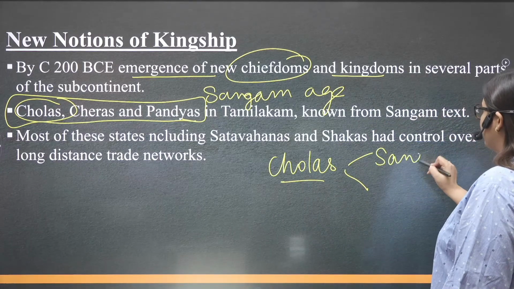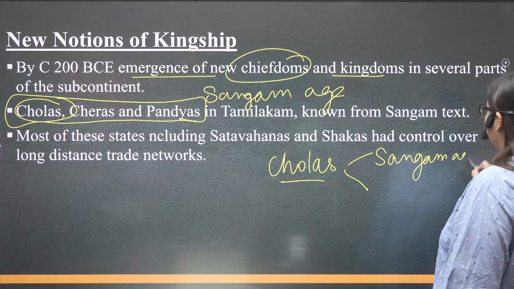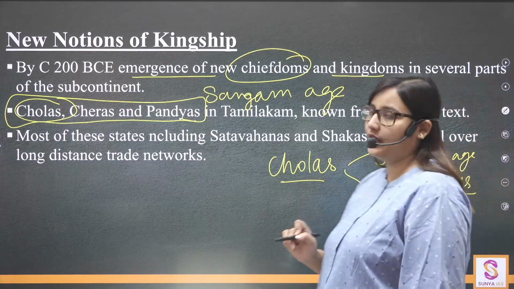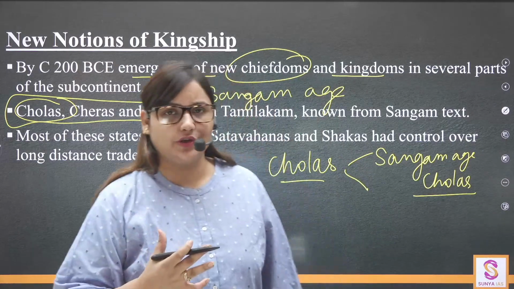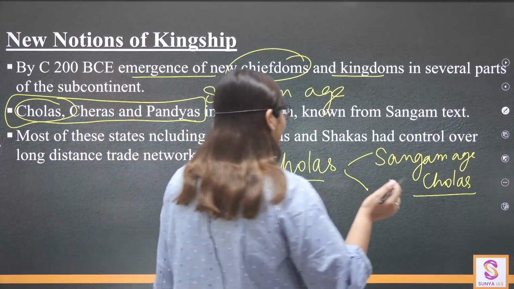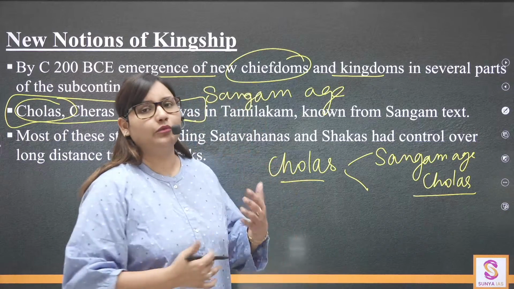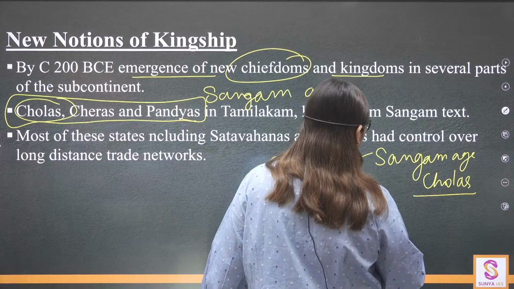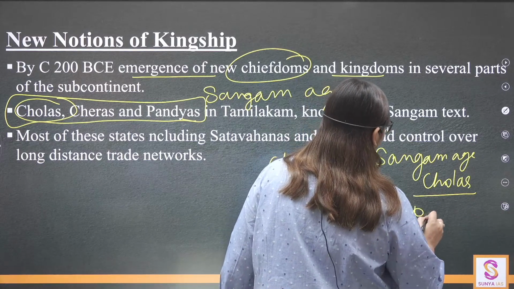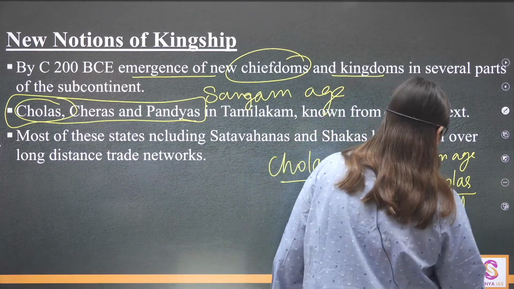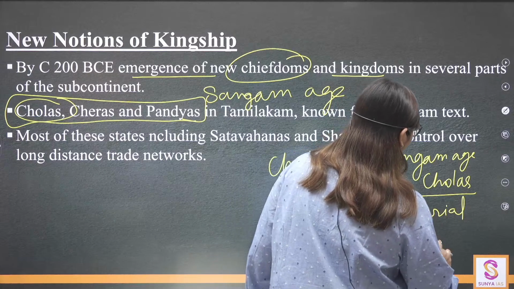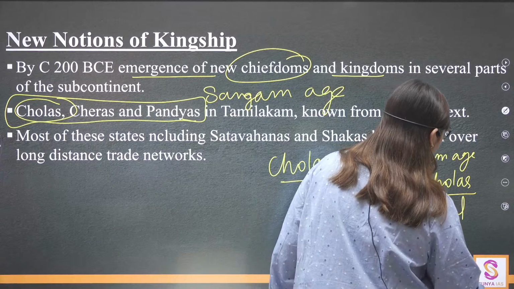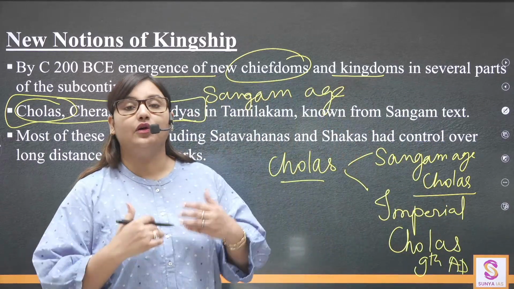One is from the Sangam age, so we just call them Cholas. They ruled around 3rd century BC up to the time of 3rd century AD, and then you will see imperial Cholas. They will come around 9th century AD, and they will go beyond the Bay of Bengal.